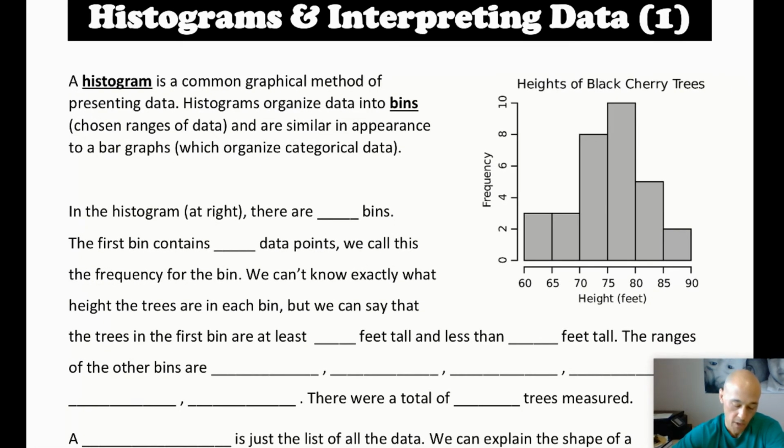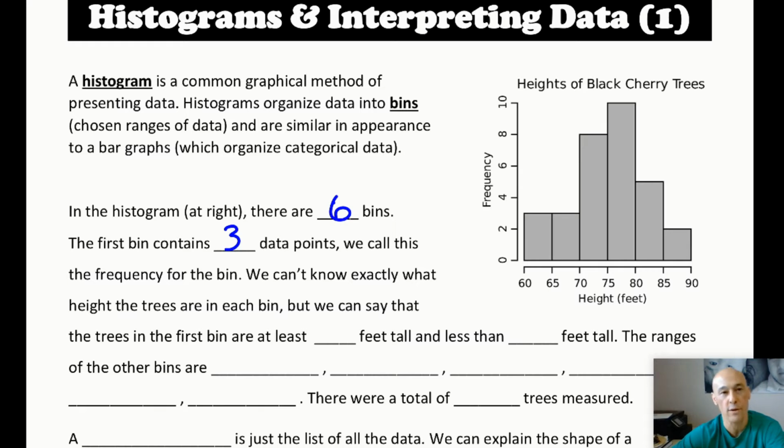In the histogram at right, how many bins are there? 1, 2, 3, 4, 5, 6. There are 6 bins. How many data points are in the first bin? Well, we can look up right here. That would be a 3. It's halfway between 2 and 4. So the first bin contains 3 data points.